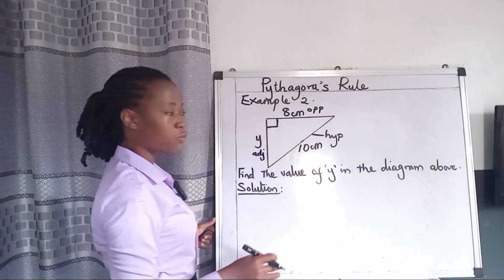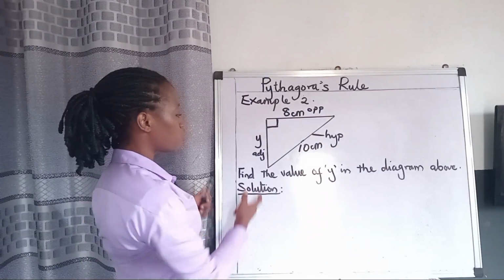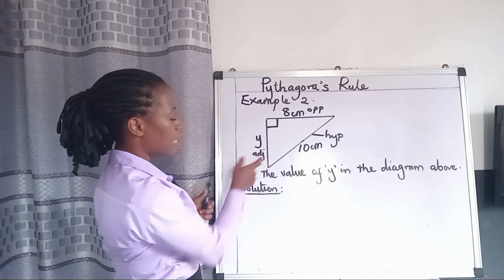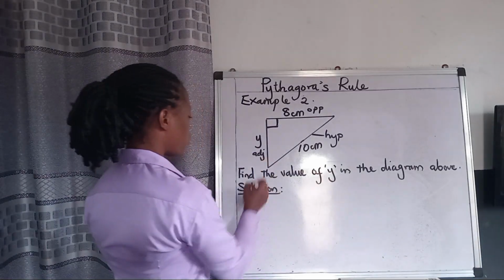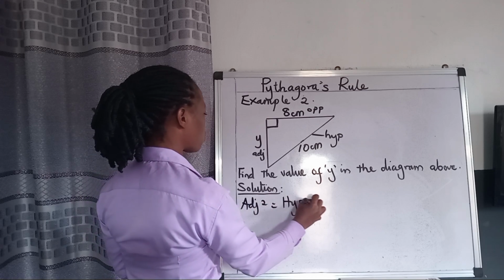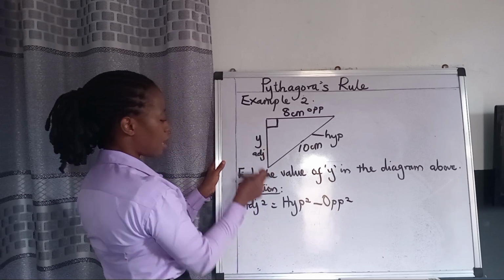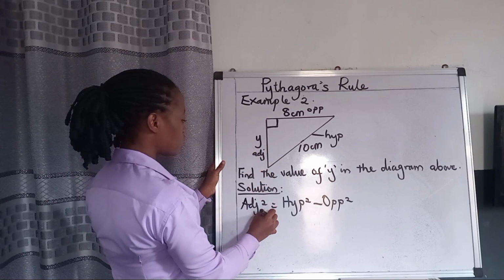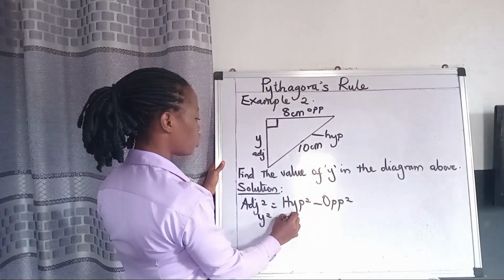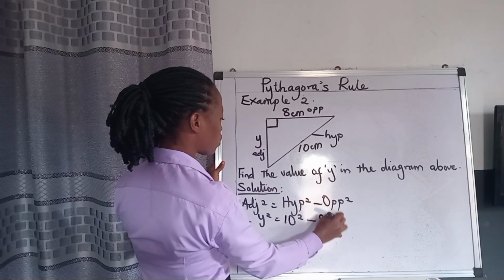So from this diagram, we are asked to find the value of y. And according to Pythagoras rule, our adjacent is equal to y, okay? So we're looking for adjacent, and using Pythagoras rule, we have that adjacent squared is equal to hypotenuse squared minus opposite squared, all right? Now from this diagram, our adjacent is y. Therefore, y squared is equal to hypotenuse squared. Hypotenuse here is 10. So we are going to have 10 squared minus, the opposite is 8, so minus 8 squared, all right?